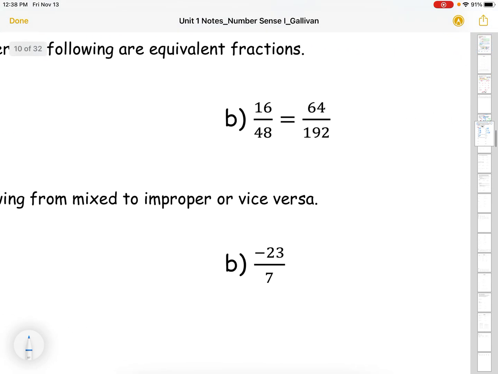Here, to get from 16 to 64, so let's just see, 64 divided by 16 is 4. So I times by 4. When I times 48 by 4, I get 192. So I did the same to both, so yes, this one is equivalent fraction, okay?